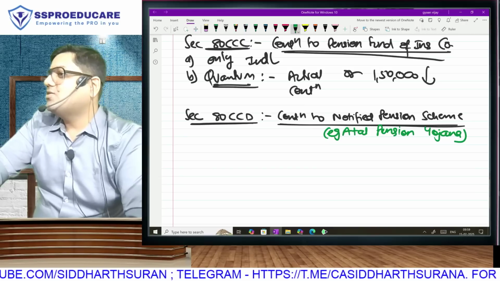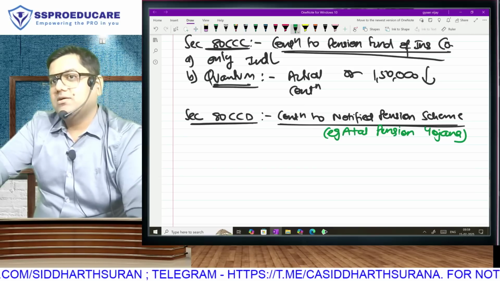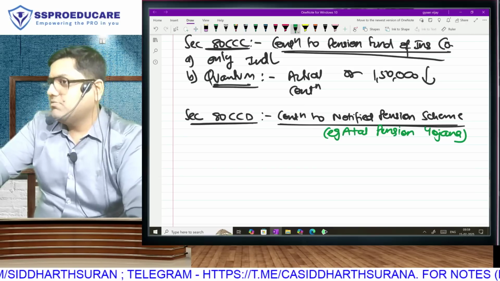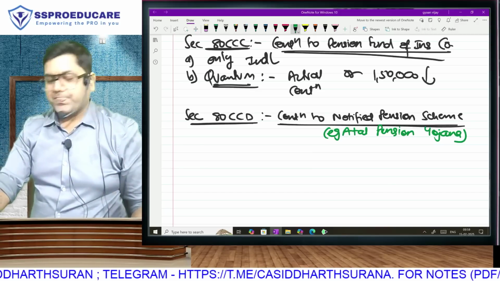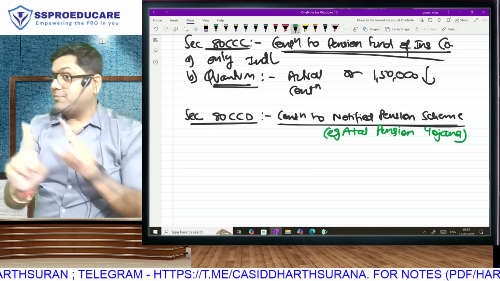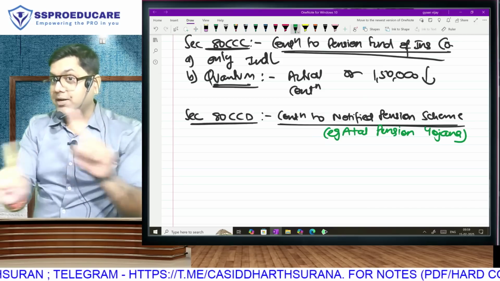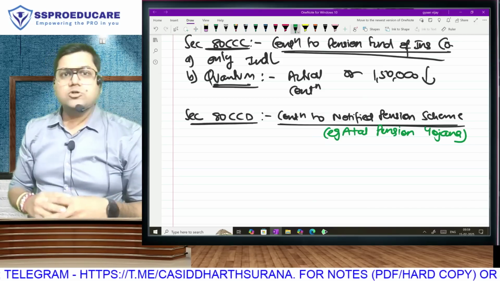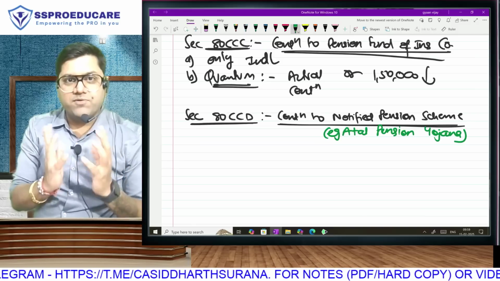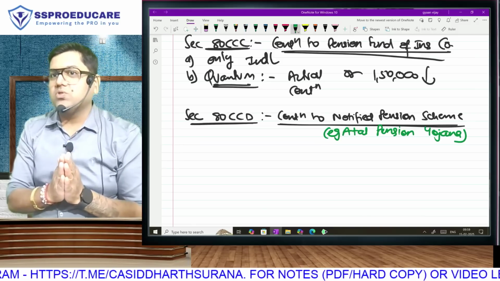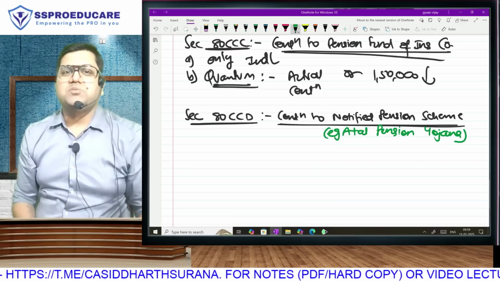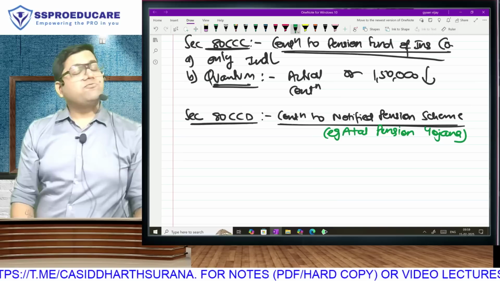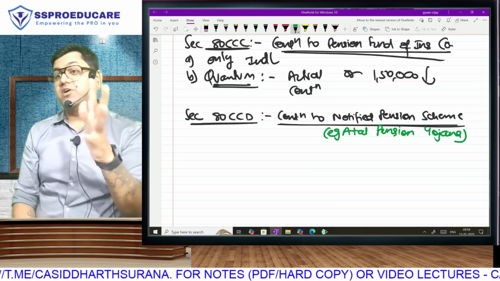So we have this thing called Atal Pension Yojana as a notified pension scheme. Understand what is happening. You are not a government employee. Will you get pension from the government? A stupid question I'm asking. Non-government employee, will you get pension from government? You go to the government and say, sir, please, sir, pension. I want pension from you only, sir. I don't trust mutual fund company or insurance company.